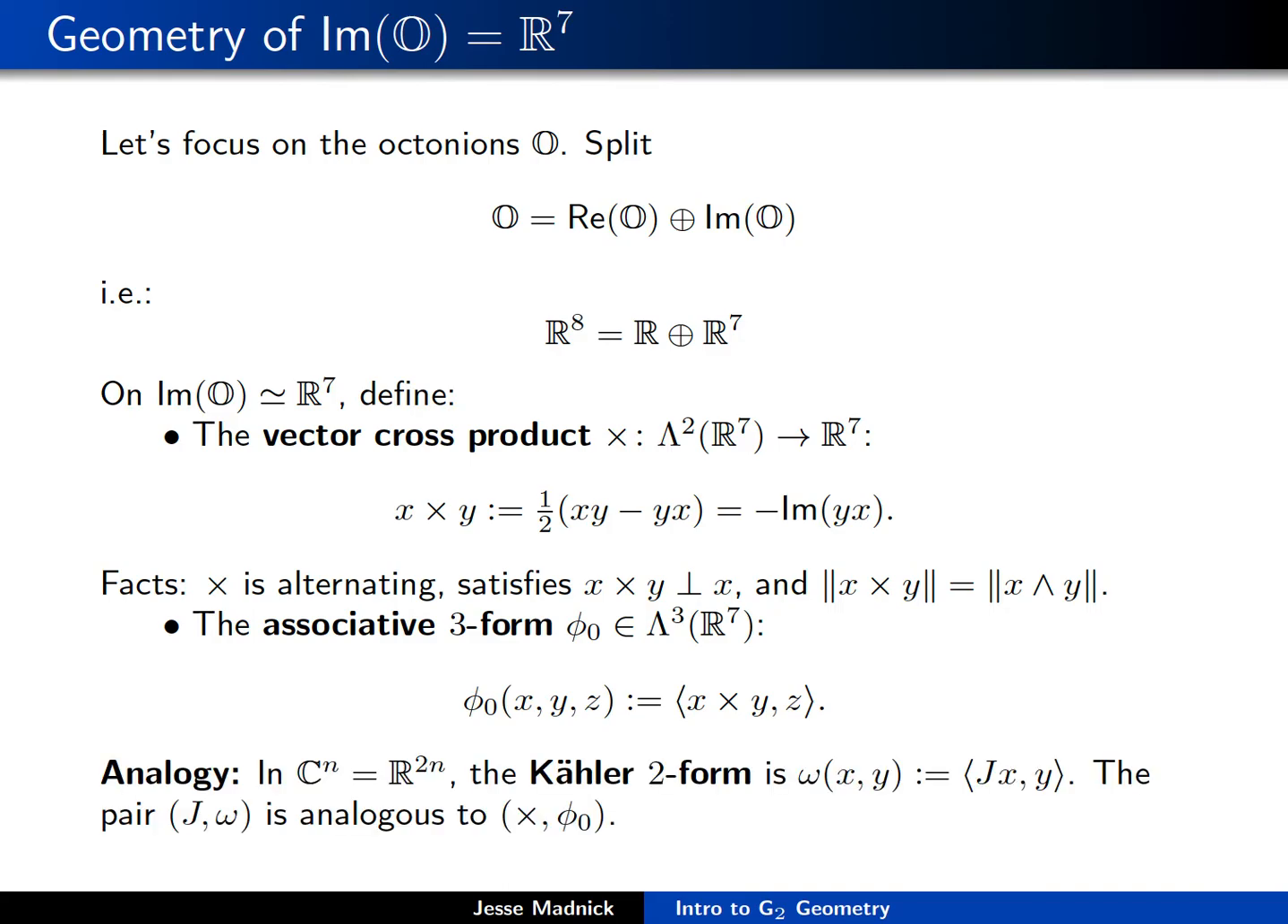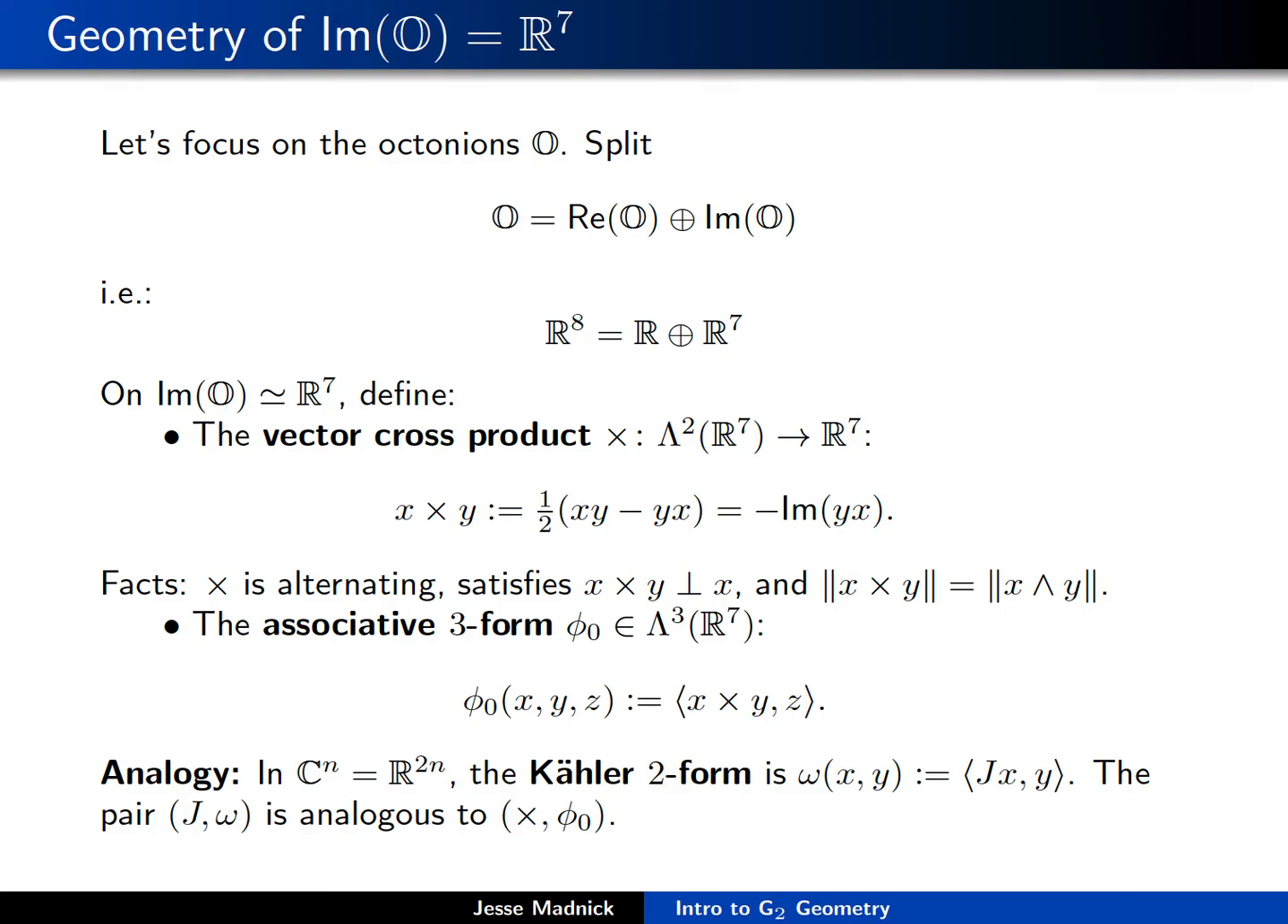So here's an analogy which is actually quite useful and in fact very influential in G2 geometry. Let's think of a more familiar setting of the complex numbers, which we can think of as R^2n. In that case, we have a 2-form called the Kähler 2-form, omega of x, y. It's the inner product of Jx with y.